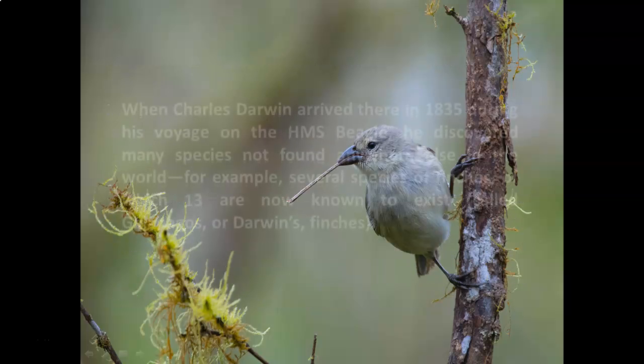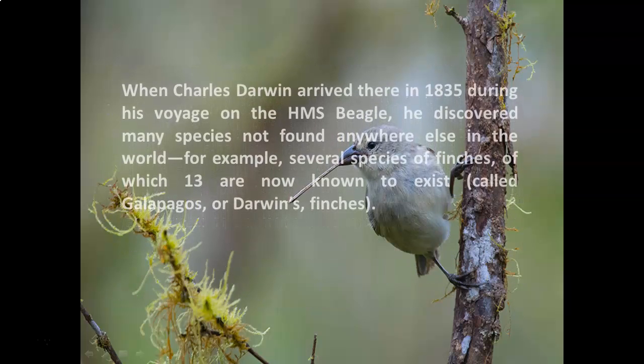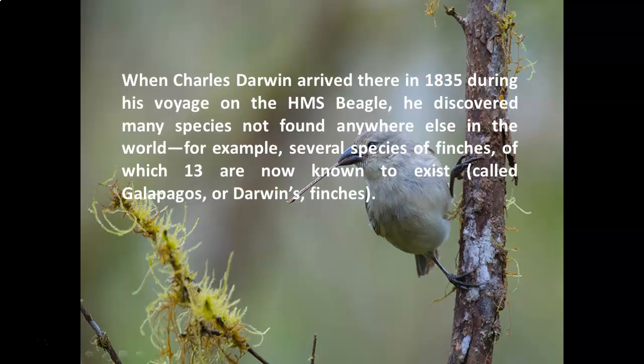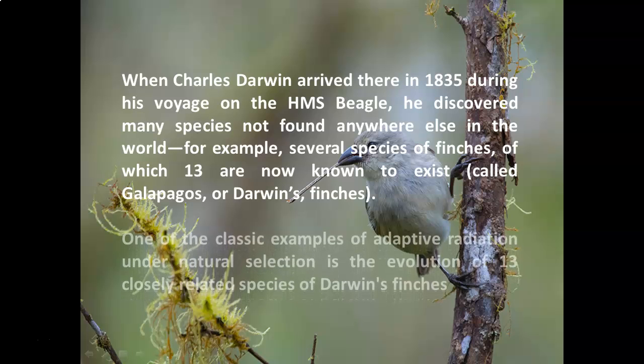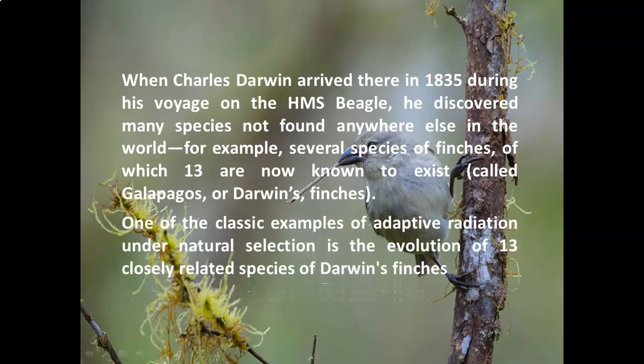When Charles Darwin arrived there in 1835, during his voyage on the HMS Beagle, he discovered many species not found anywhere else in the world. For example, several species of finches, of which 13 are now known to exist. One of the classic examples of adaptive radiation under natural selection is the evolution of 13 closely related species of Darwin's finches.